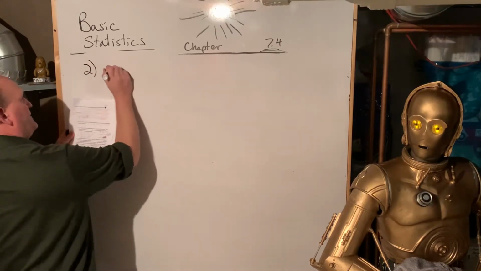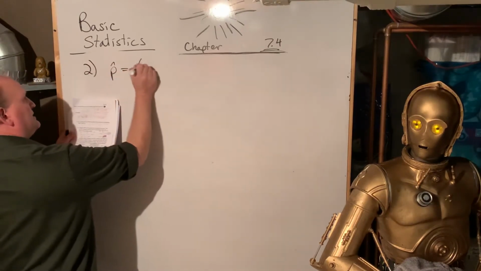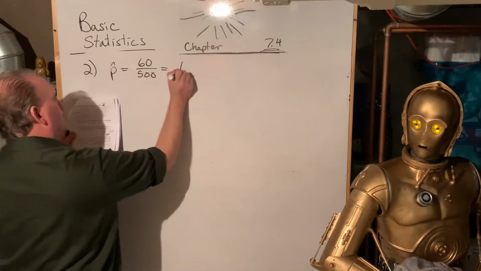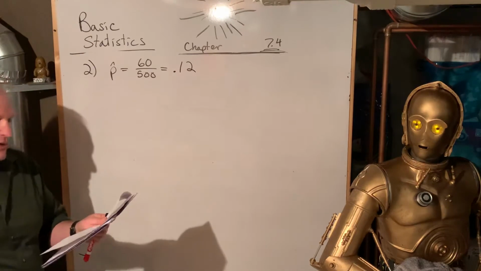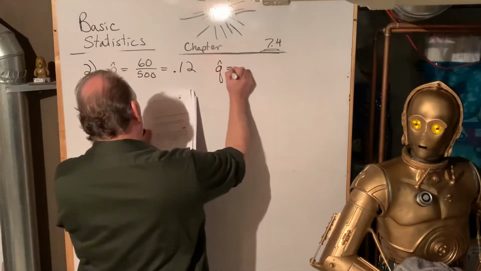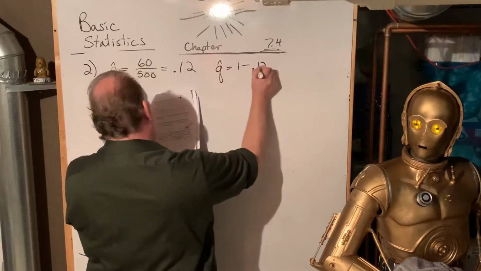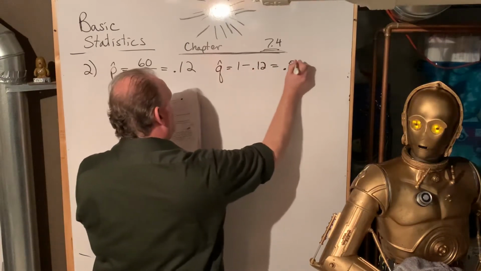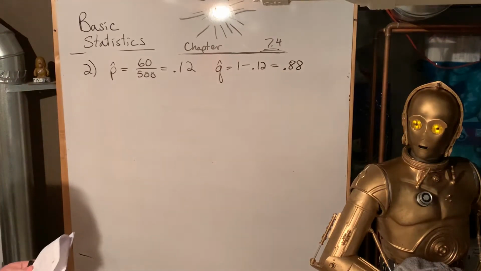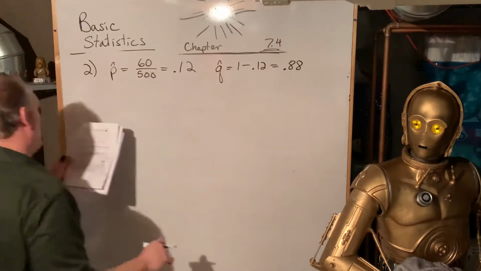First, let's find P hat. That's 60 out of 500. That's 12%, 0.12. That means Q hat is 1 minus 0.12, so 0.88. So 12% are men, 88% are not men.